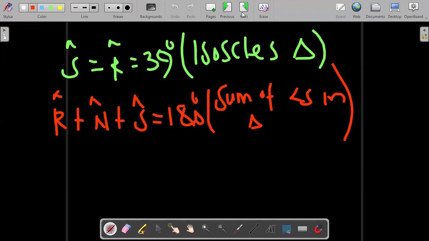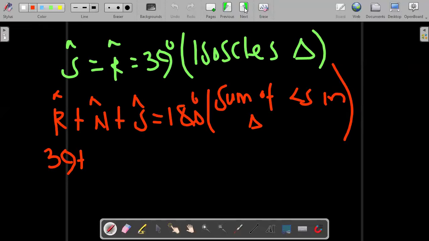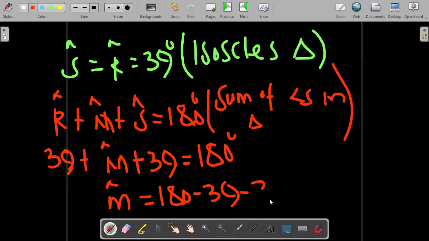So I'm going to have 39 plus angle, okay, here is M, not N. 39 plus angle M plus angle S, which is also 39, equals 180 degrees. So to find M now, I will collect like terms. I will transfer the 39s to meet 180. If both of them are meeting 180, the answer becomes minus. So I will have angle M now to be 180 minus 39 minus 39.